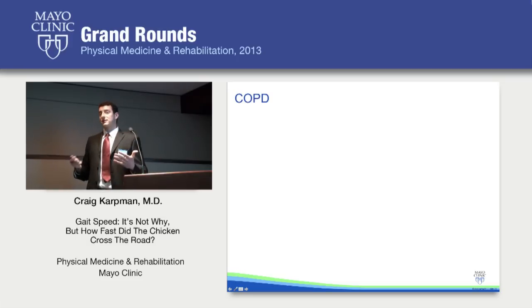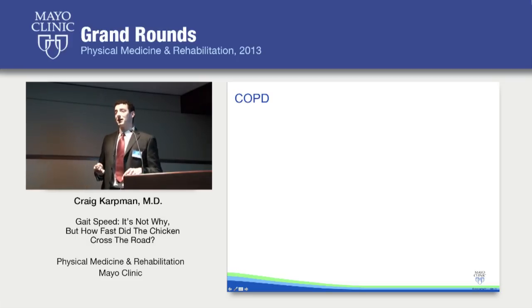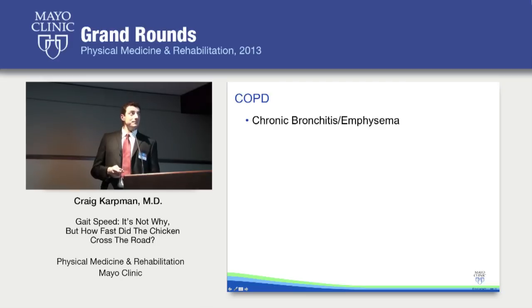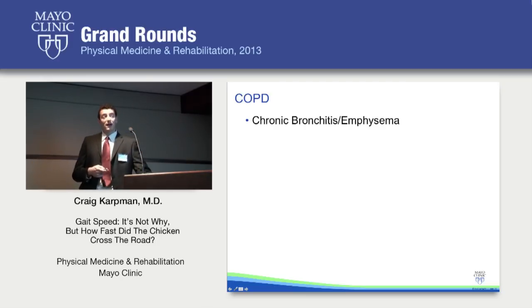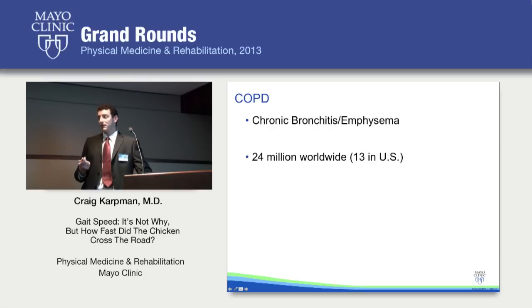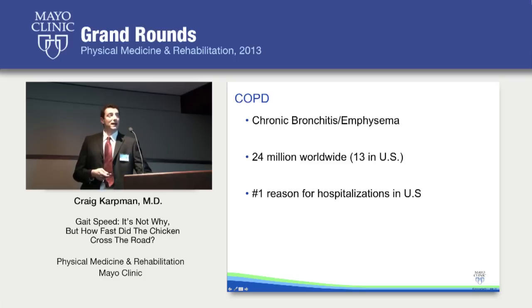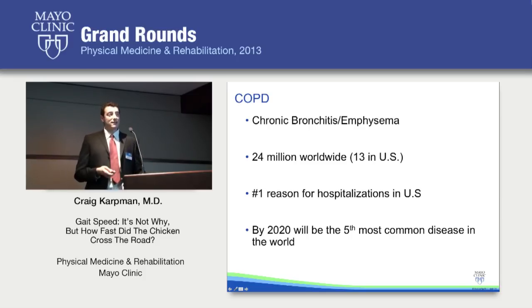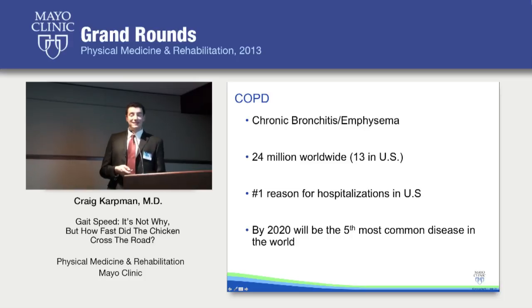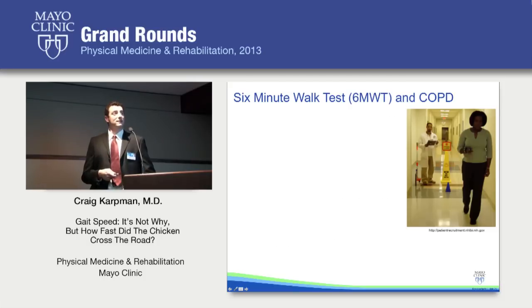One of our areas of interest is chronic obstructive lung disease, or COPD. It's a very common chronic disease that we treat on a regular basis. It's either chronic bronchitis or emphysema. Again, very common. Millions of cases, both worldwide and in the U.S., and really it's the number one reason for hospitalizations in the U.S. By 2020, it's expected to be the 5th most common disease worldwide. So again, this is a very prevalent disease process.